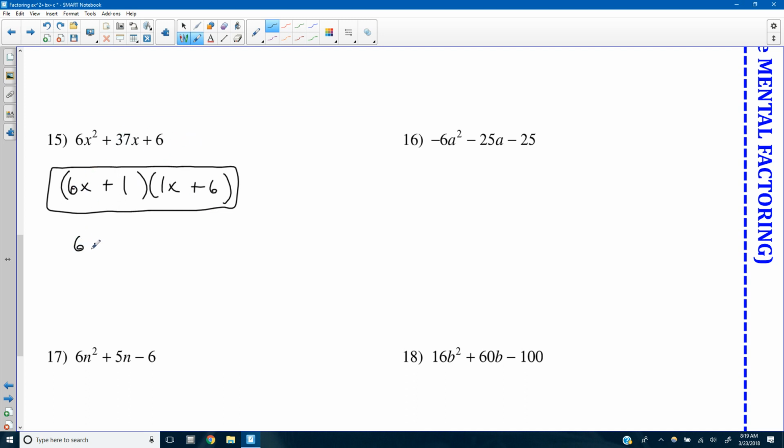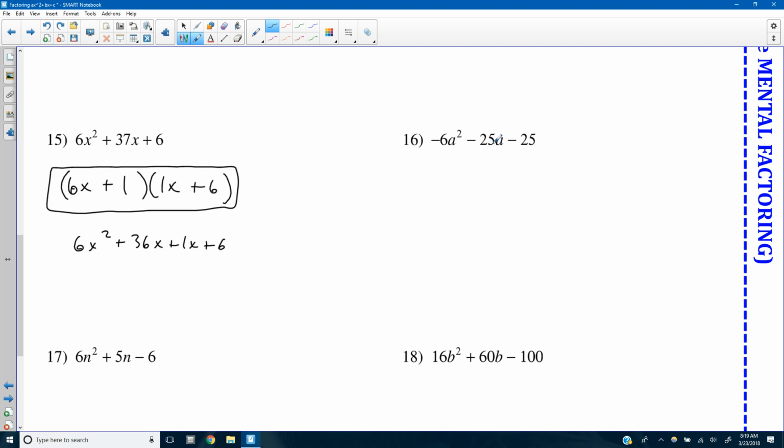Right? Again, this is 6x squared plus 36x plus 1x plus 6. I know my factors of 6 really fast. I say I'm going to be multiplying a number by 6 for this to work. 6 times 6 I know is 36, and it's really close. That's how I'm getting these answers here. Okay, number 16.